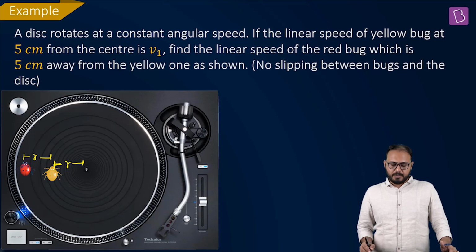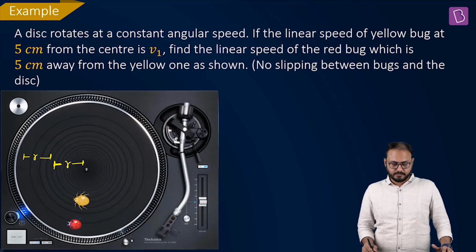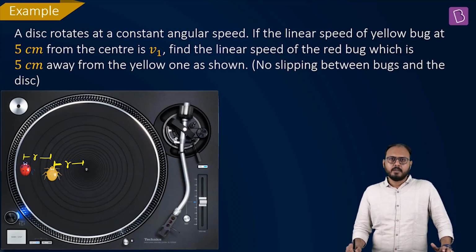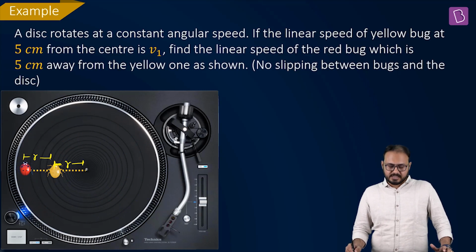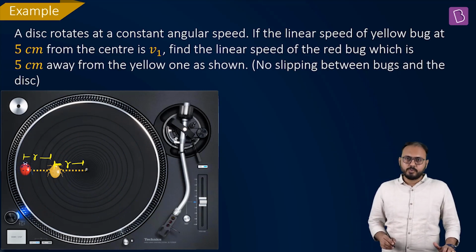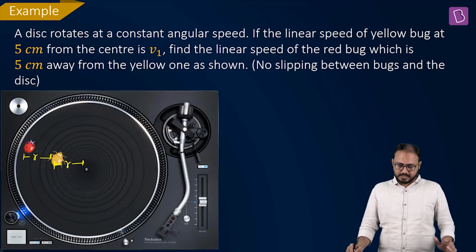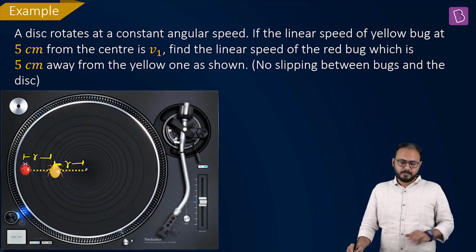No slipping between bugs and the disk. What does that mean? It means this. Watch again. If the disk rotates, the bug rotates. And the disk rotates with constant angular velocity. Now I want you to understand something. Watch it again one more time. Is the question clear? This happens. Got it?